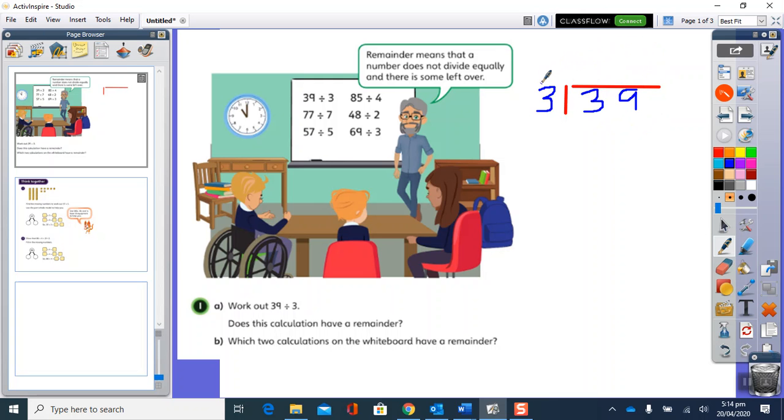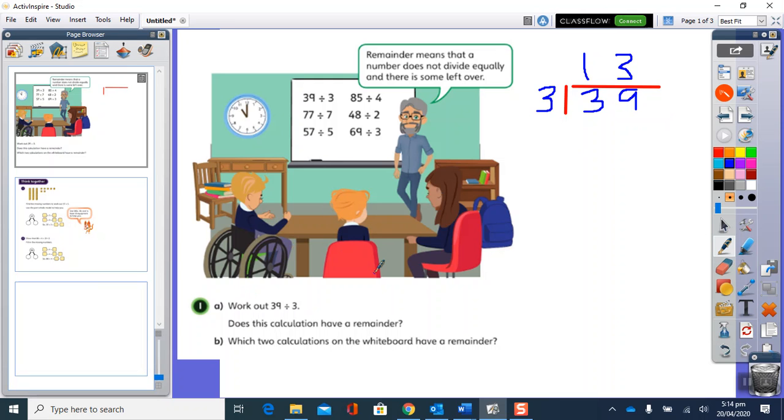So how many 3s go into 3? 1, but remember that's actually 10. So 3 goes into 30 10 times. We'll just put a 1 there for now. And then 3 into 9 goes 3, 6, 9. So it goes in 3 times. So that calculation does not have a remainder because 3 divides into 9 equally. There is nothing left over.